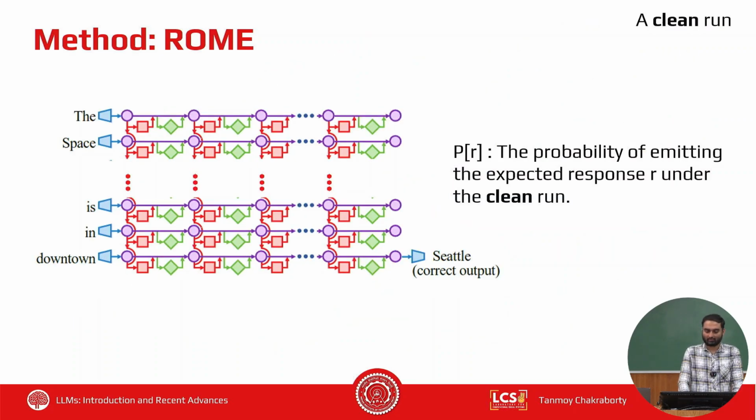Now what do you do? You run this transformer multiple times, and you call these different runs, different versions of the model. In one version, which is called the clean run, you feed the input and you get the output as Seattle, which is correct. Everything is clean. And you measure the probability P. What is P? P is the probability of returning the expected output. Here the expected output is Seattle.